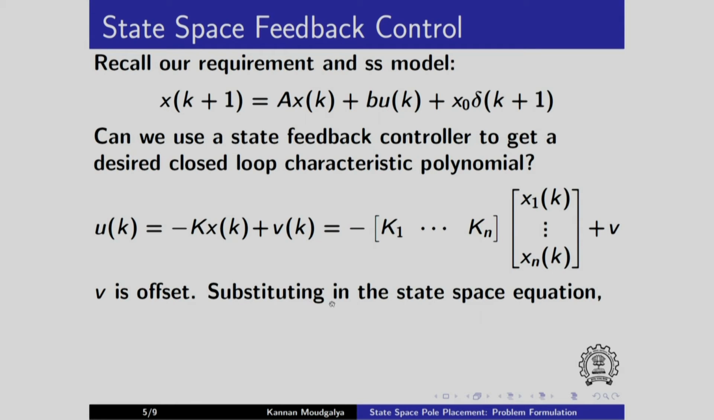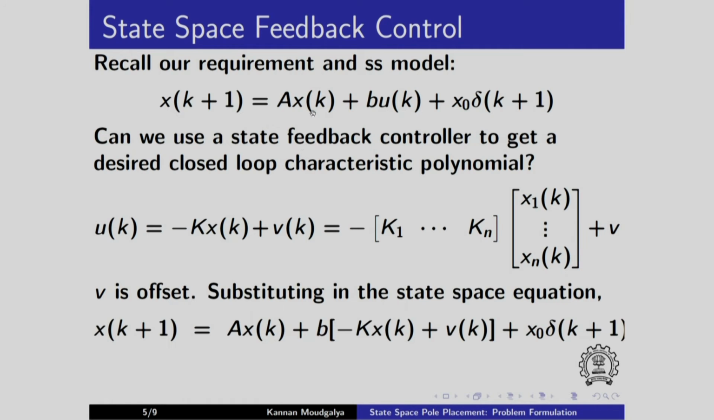Now substituting this expression into the state space equation, we get the following, where we have substituted for u from here. And remember, in this expression for u we substituted and we got this equation. All other terms are same as before. By grouping terms, we get a minus BK into x of k from here, and then B v of k, plus this offset term.